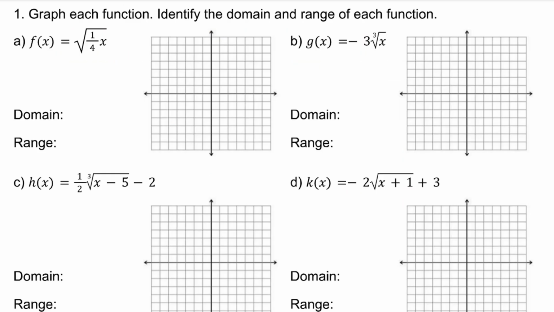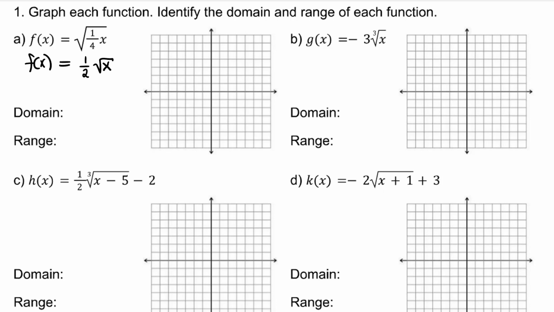For number 1, graph each function and identify the domain and range. I'm not a huge fan of the fact that this is a horizontal stretch rather than being written as a vertical shrink, so I'm actually going to rewrite knowing what I know about radicals. The square root of 1/4 is 1/2, so this can be rewritten as 1/2 square root x.